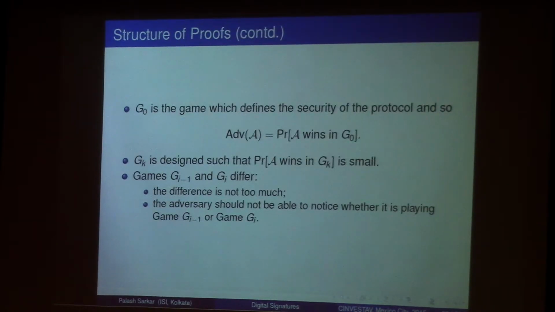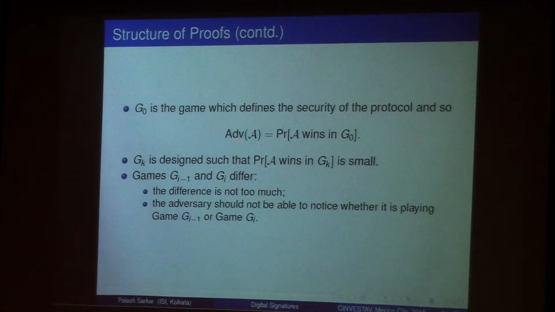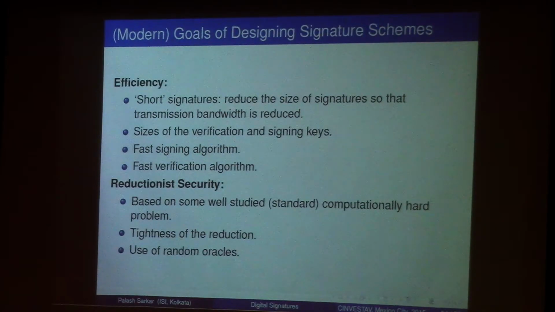All these proofs essentially have this structure. So this G0 is the game which defines the security of the protocol. So the advantage of the adversary is the probability that A wins in game G0. And GK is designed such that the probability A wins in GK is small. And then Gi minus 1 and Gi do not differ too much. Whether the adversary is playing game Gi or Gi minus 1 shouldn't be noticeable to the adversary. I mean, the difference between probability Xi minus 1 and probability Xi should be upper bounded by some quantity which is small. Okay, that's the structure.